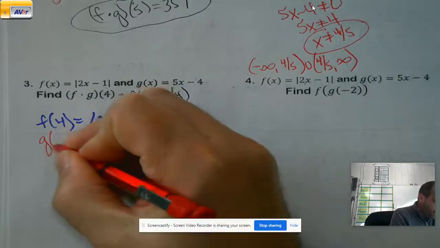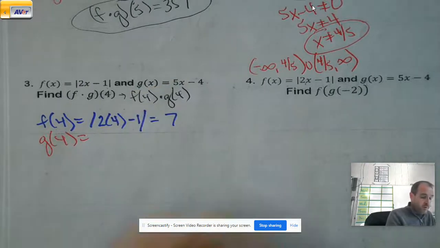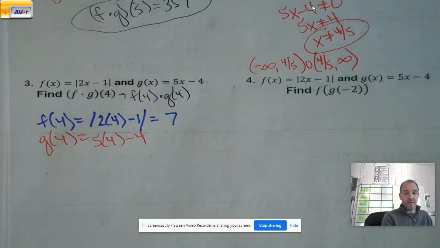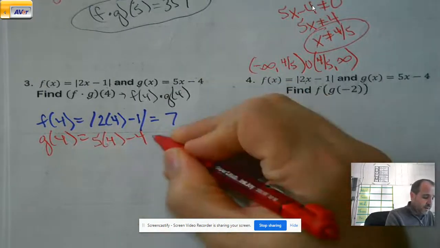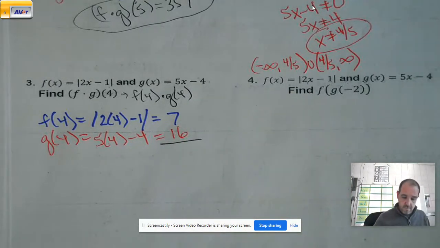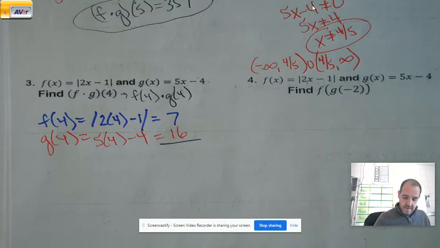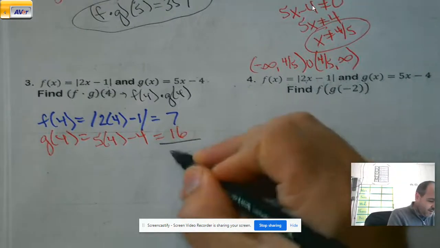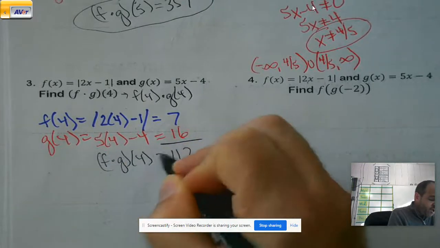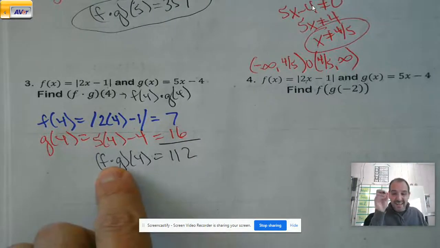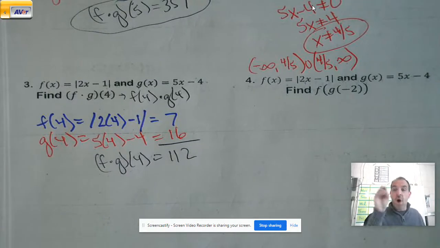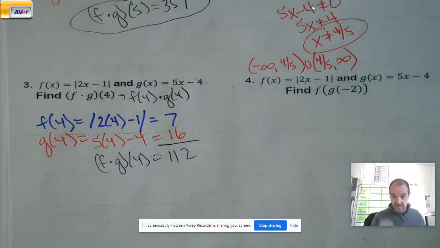G of 4, again, just pop it in there, always using parentheses with our plugged in values. 20 minus 4 is 16, and we're being asked to multiply them together. Really should be doing this in my head, but you know. F times g of 4. So again, be careful. Little pin dot is multiply. Circle there, like it's the word fog, is composition, like we were doing on the front.